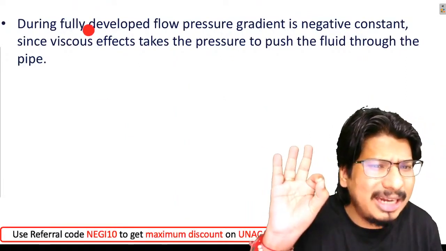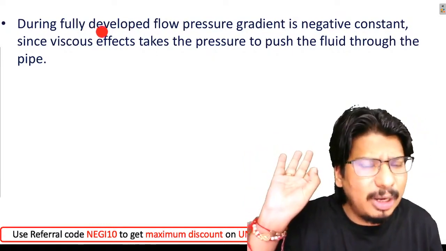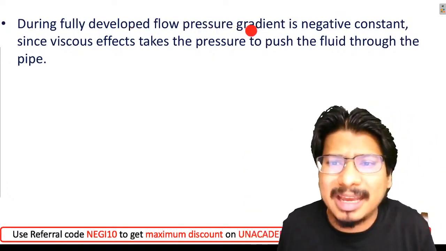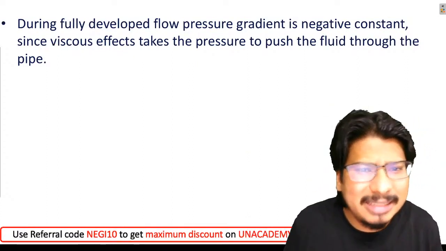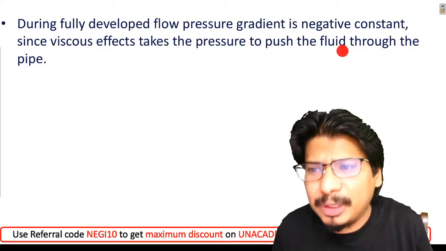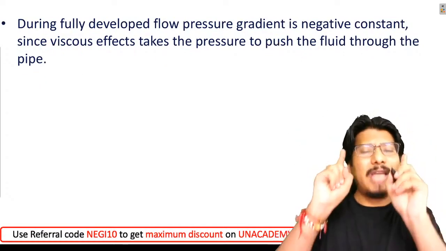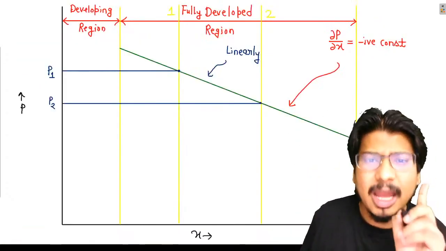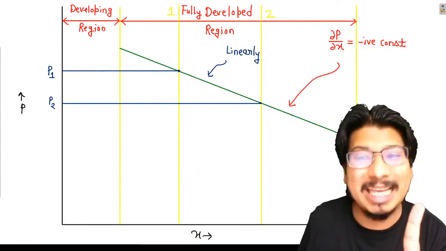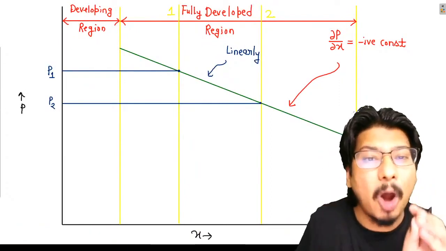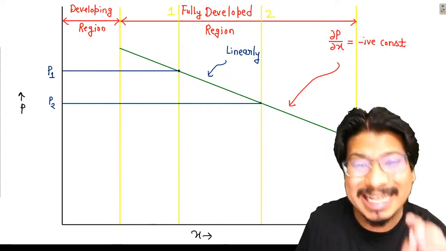During fully developed flow, the pressure gradient is a negative constant, since viscous effects take the pressure to push the fluid through the pipe. So keep this in mind. In fully developed region, please keep in mind the pressure will keep on decreasing, and it will be decreasing linearly.